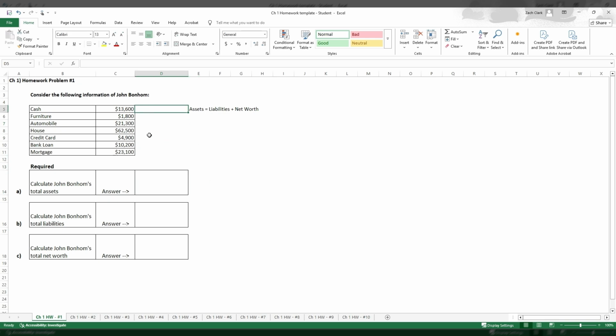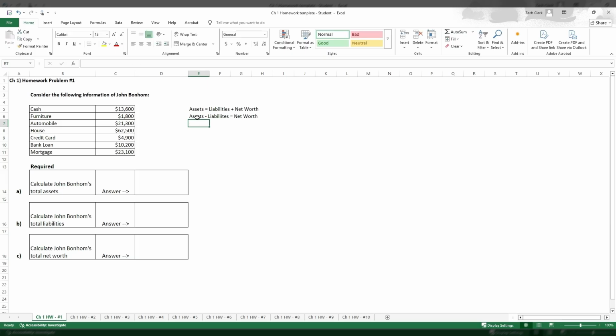Okay, so let's get started here, identifying the types of accounts that we have above. If you'll remember from the lecture video or other discussions in class, assets are things that we own, whereas liabilities are things that we owe, debts, if you will. And then if we do a little bit of algebra on this equation, assets minus liabilities would equal our net worth.